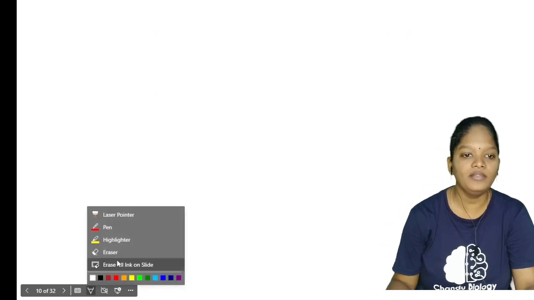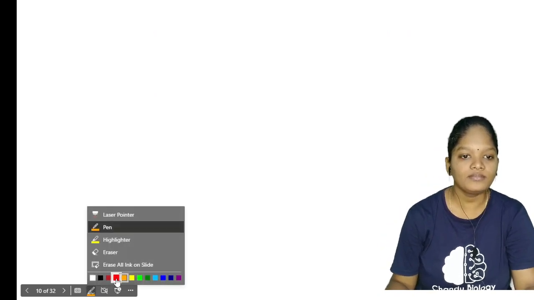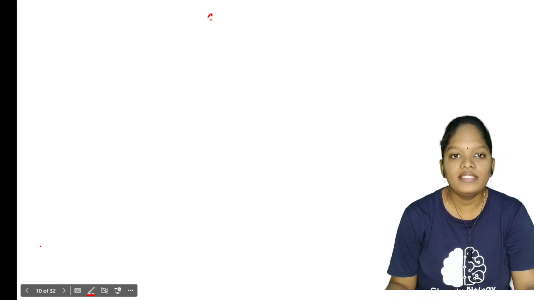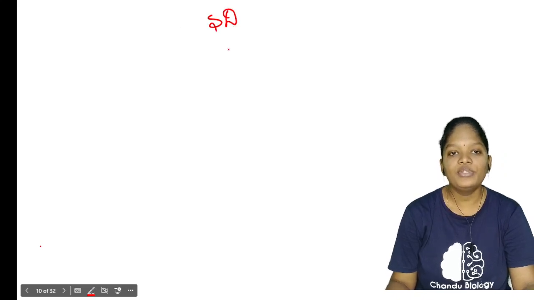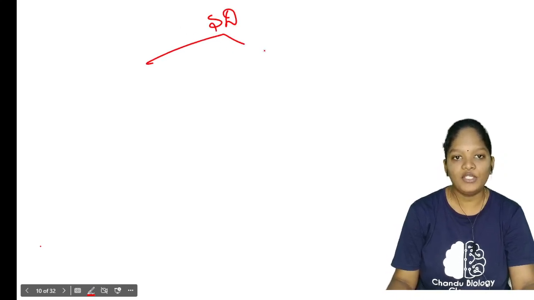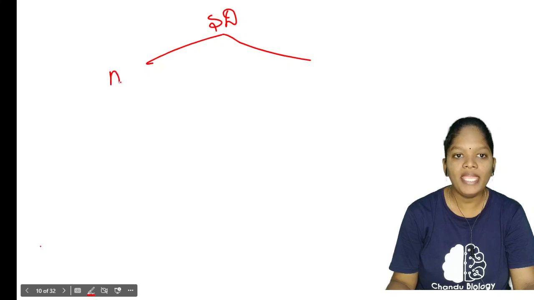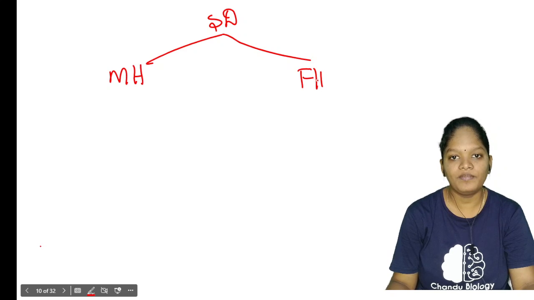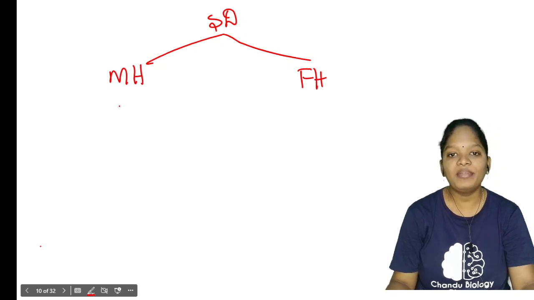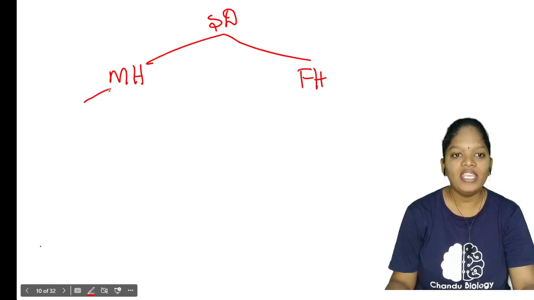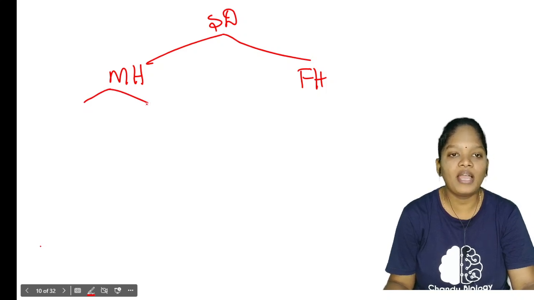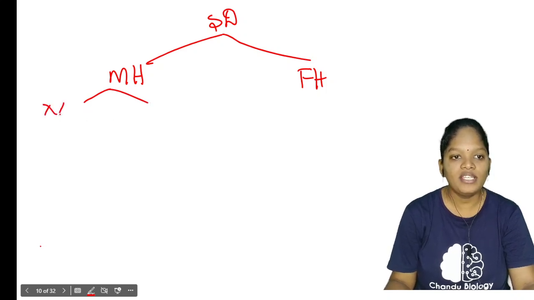Just listen to me. See, this sex determination we can classify into two: male heterogamety and female heterogamety. We can further classify male heterogamety into two. So what is that?